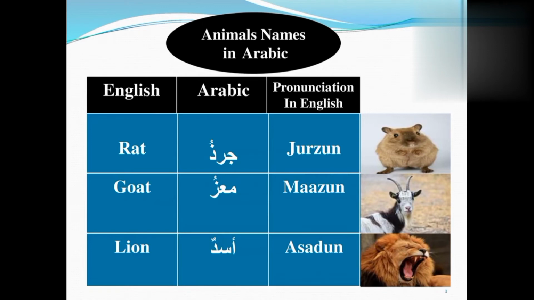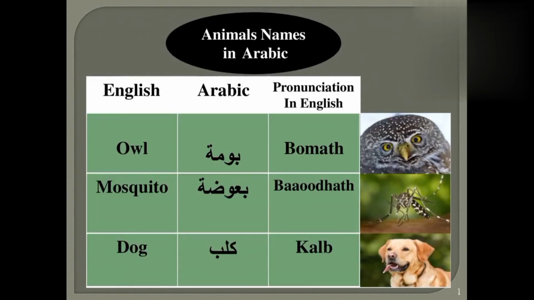For rat we use in Arabic jurzun. Jurzun means rat. Now see goat. For goat we use in Arabic ma'azzun. Ma'azzun means goat. Now see lion. For lion we use in Arabic asad. Asad means lion. Now see owl.